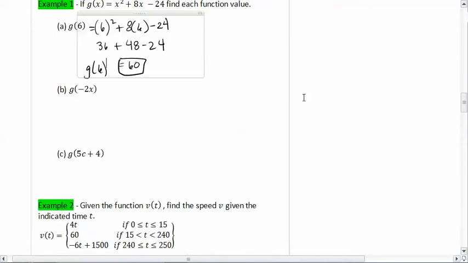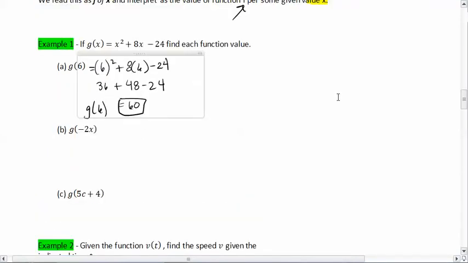Then we have g of negative 2x. So again, we're going to plug in that negative 2x into our g of x equation. So this is equal to negative 2x squared plus 8 times negative 2x minus 24.